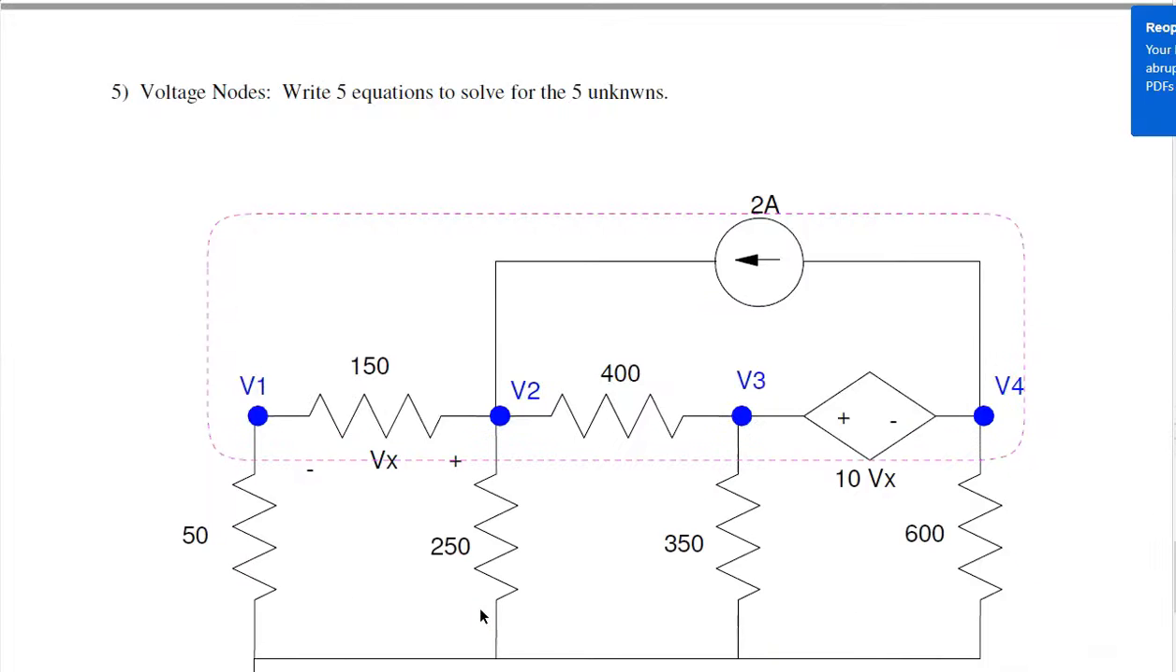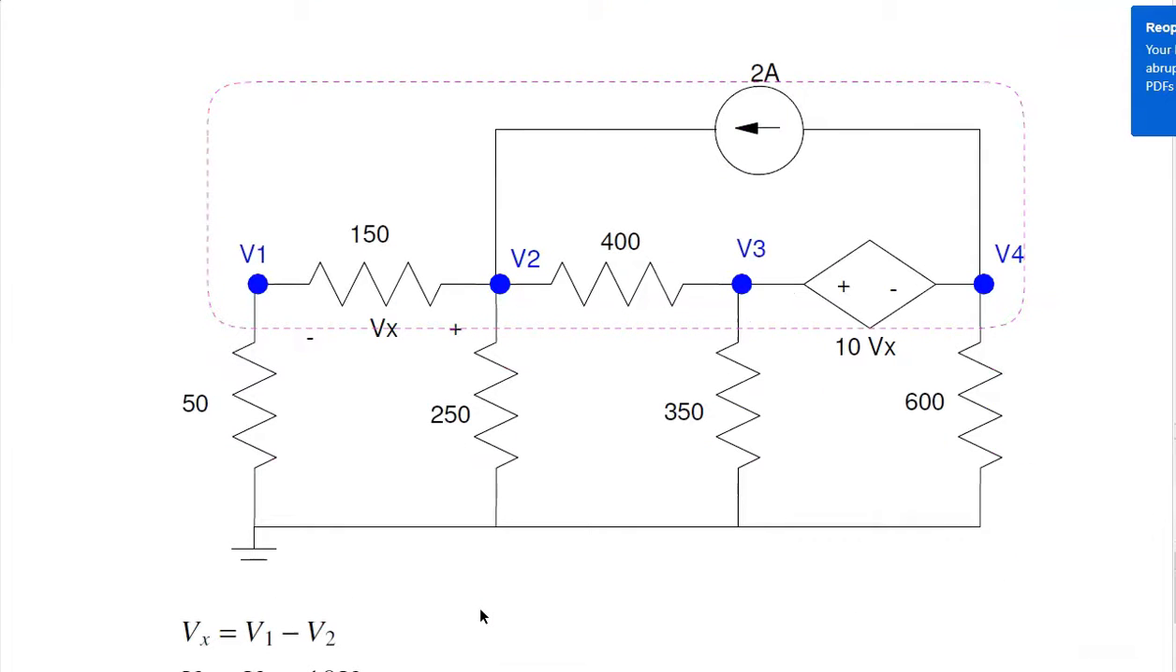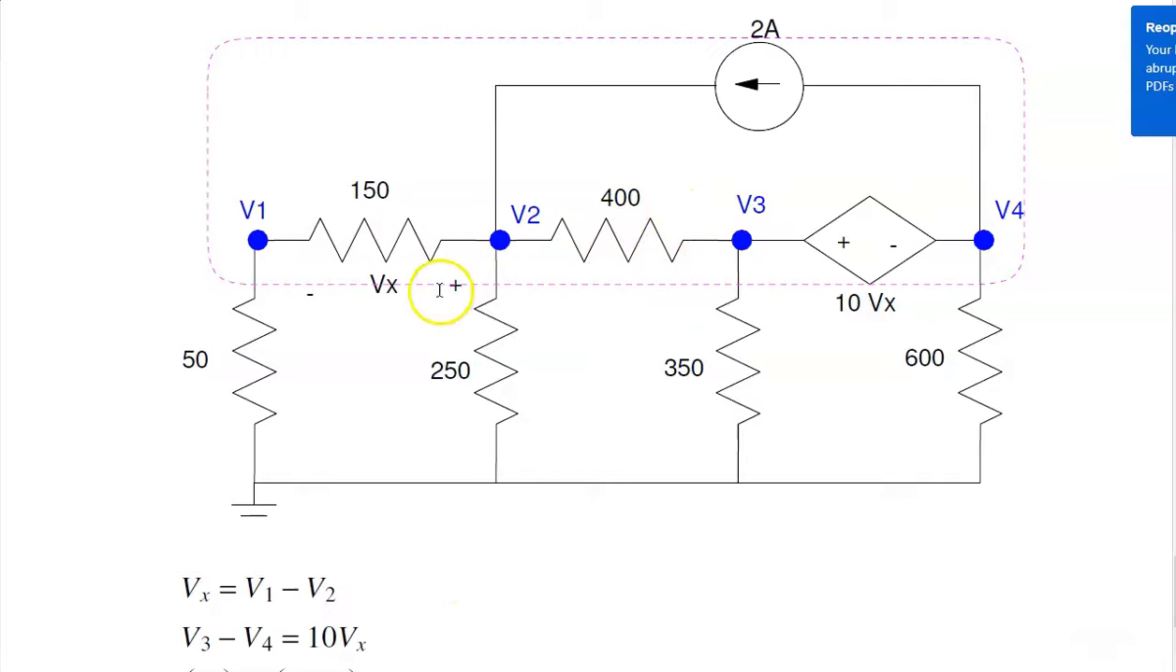Problem number 5 is write the voltage node equations. Start with the easy one. The easy one is V3 minus V4 is 10Vx. Vx is V2 minus V1. I got these backwards.